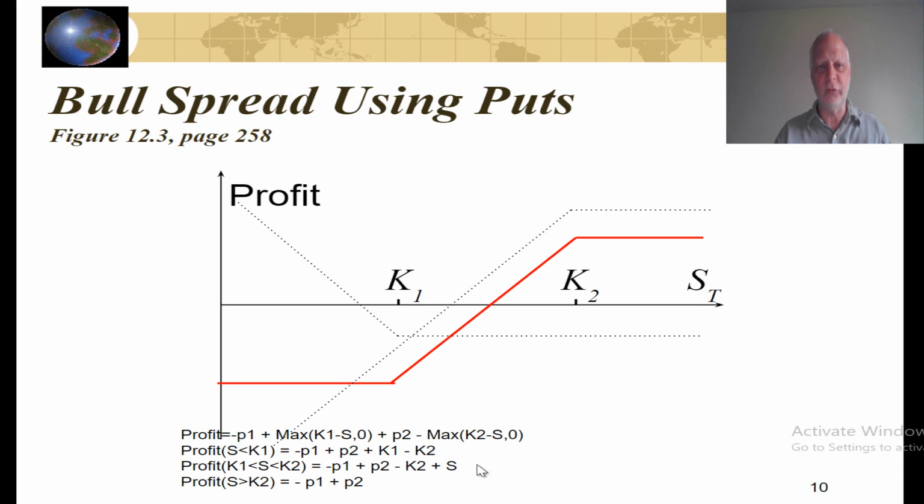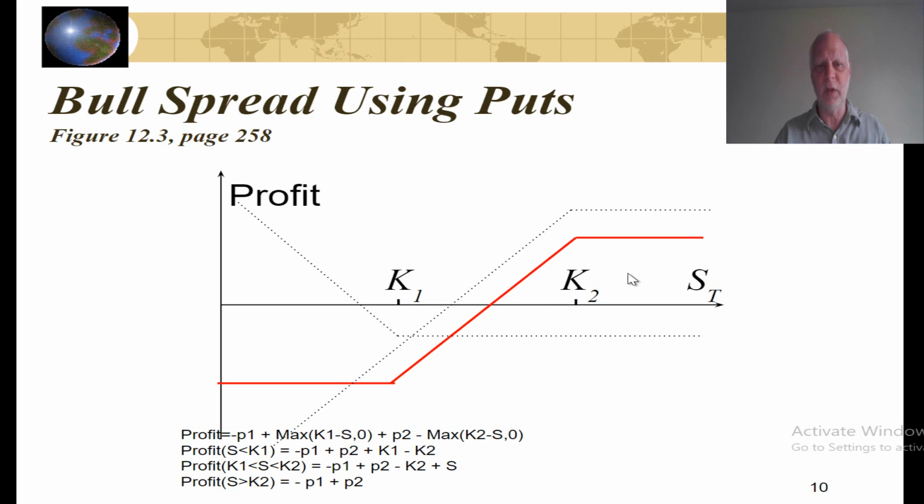Well, in that region, since S is greater than K1, our first option here, our long option, expires worthless. So the intrinsic value here is 0, and we're just left with everything else. So we end up with minus P1 plus P2. And then from here, we get a minus K2, and then a minus on the S gives us a plus S. And we can check here at our transition point. If S equals K1, then this equation turns into this equation.